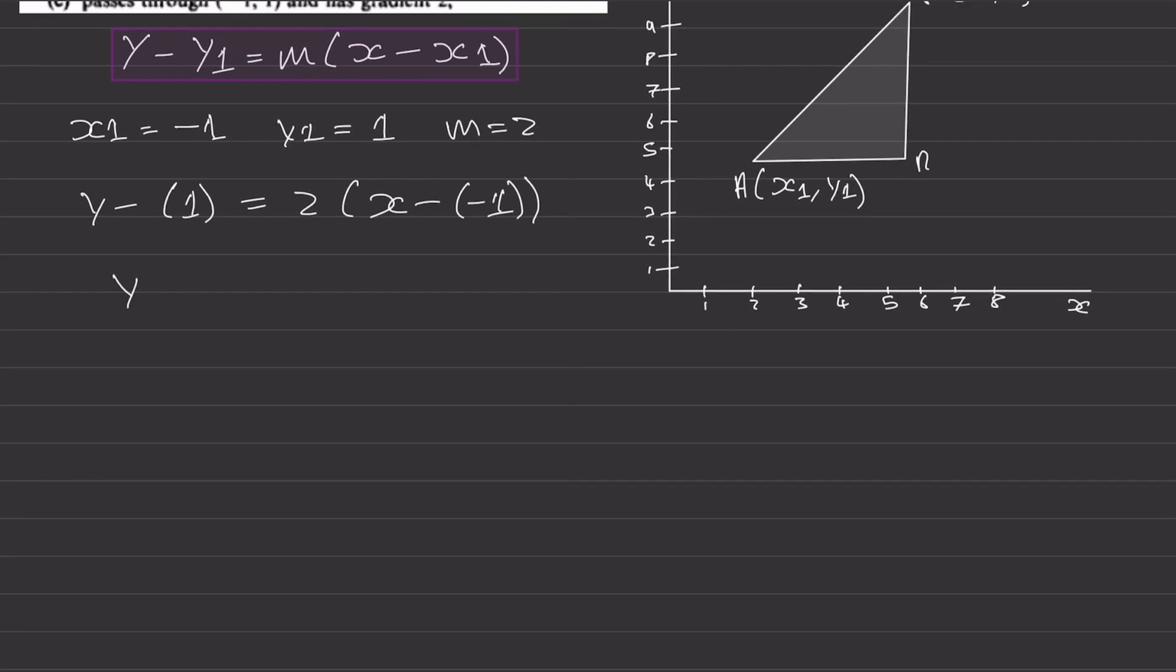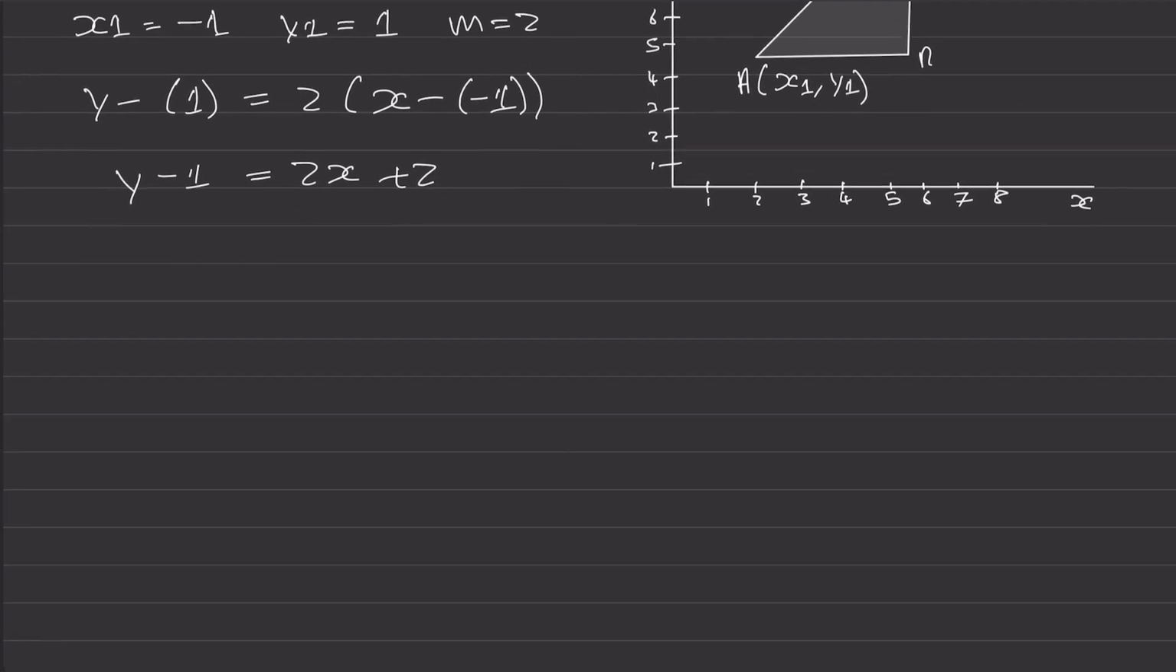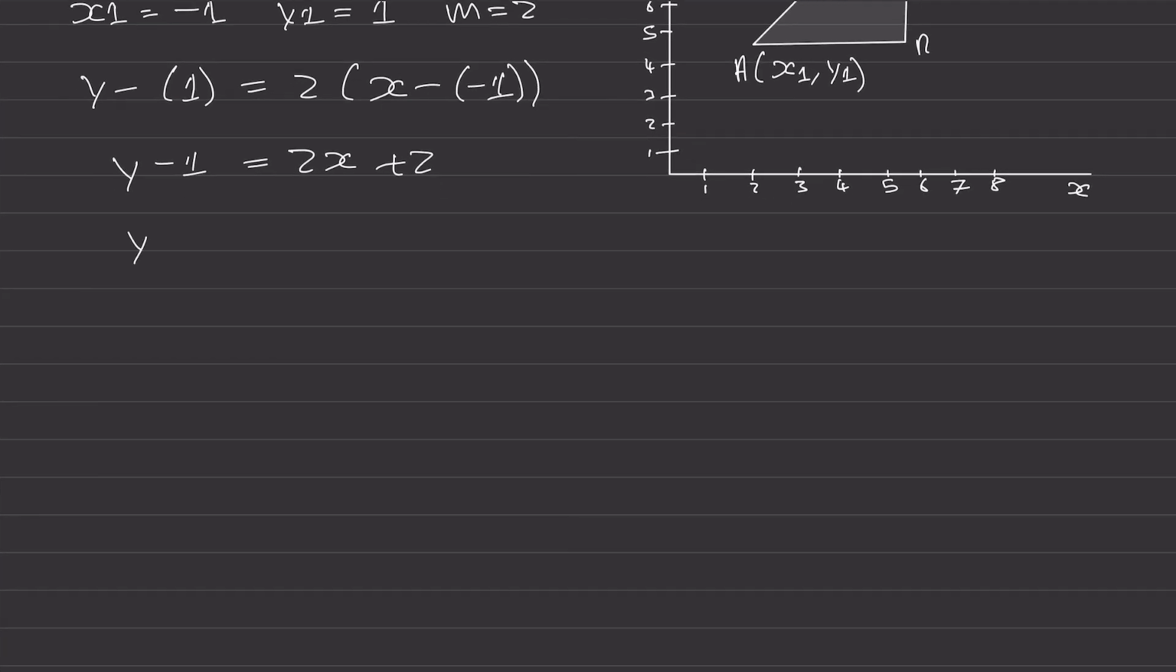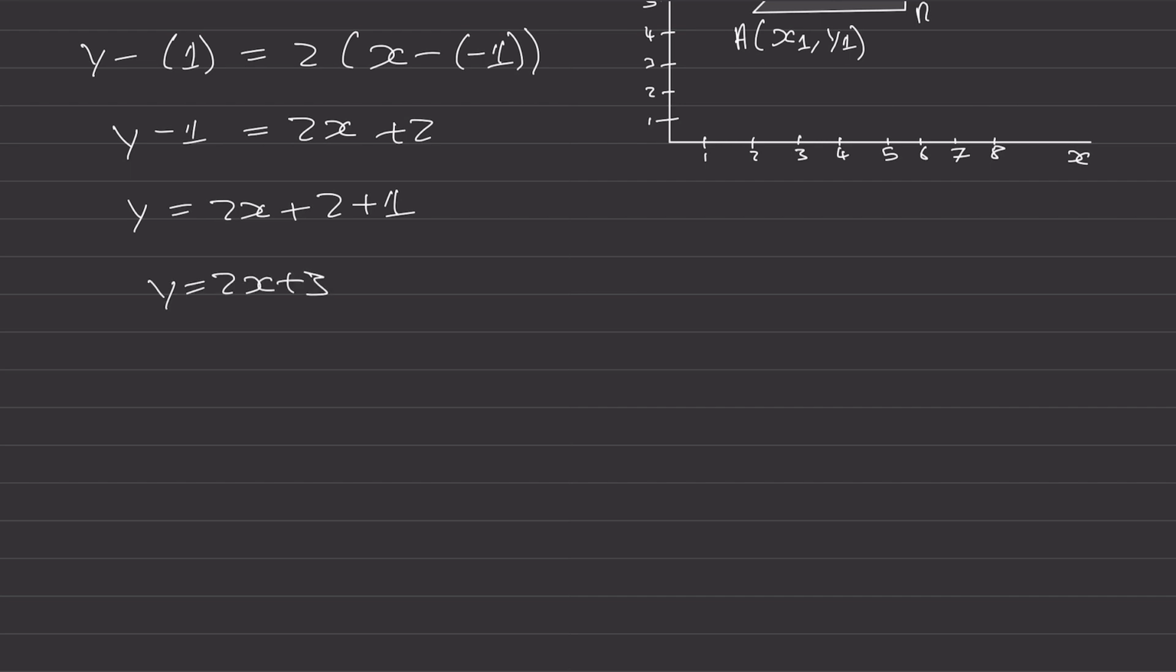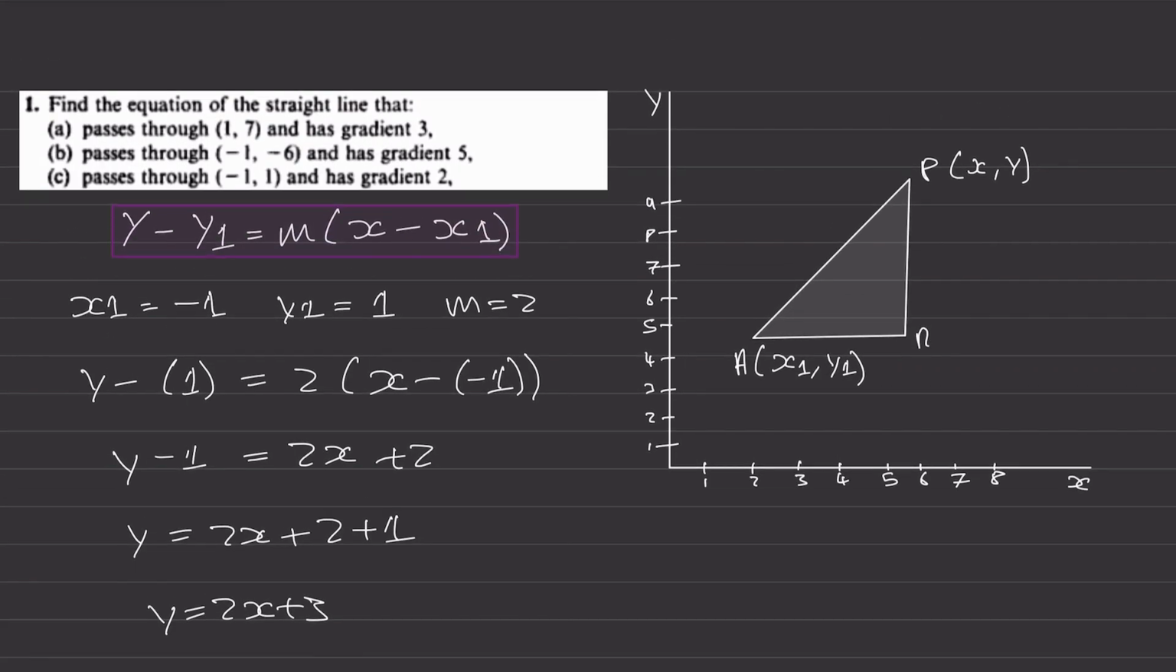So y minus 1 is equal to 2x. Since we've got negative and negative, that becomes positive, so that's positive 2. To have y on its own, we just add 1 to each side. So y is equal to 2x plus 2 plus 1, which gives you 3. So y is equal to 2x plus 3. And that's how you get the equation of a straight line.